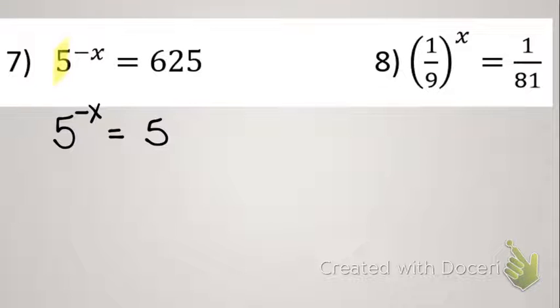So what's the exponent? 4? Good. So now we have the same base. We can drop the base. So we have negative x equals 4.